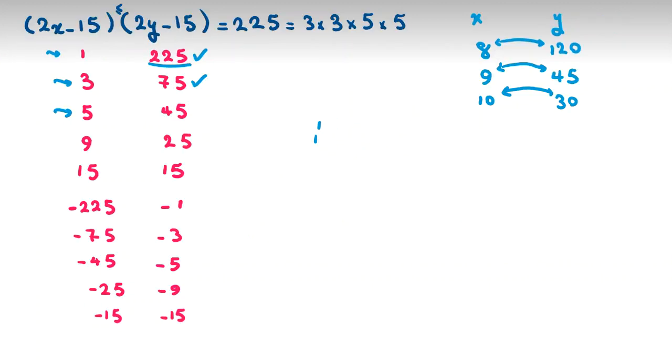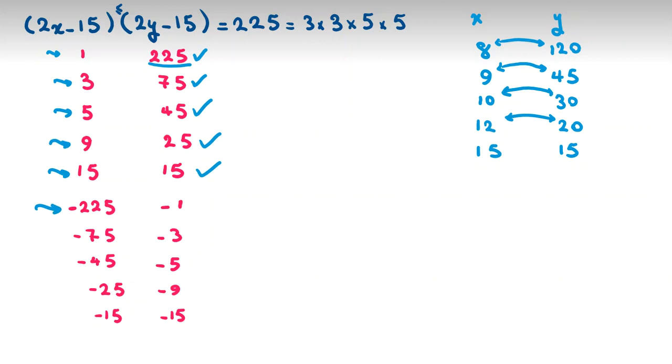Let's check other answers. 10, 30. Next one. So it was okay. 9 plus 15, 24 over 2, 12. 25 plus 15, 40 over 2, 20. And you can switch. Next one. 15 plus 15, 30 over 2, 15. Also 15. Here switching doesn't mean anything.